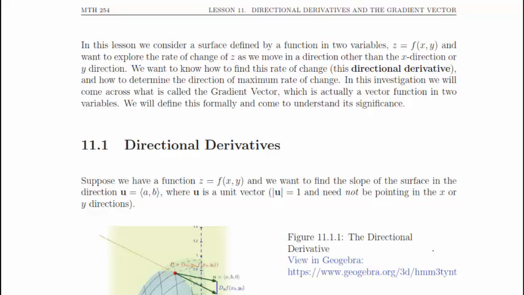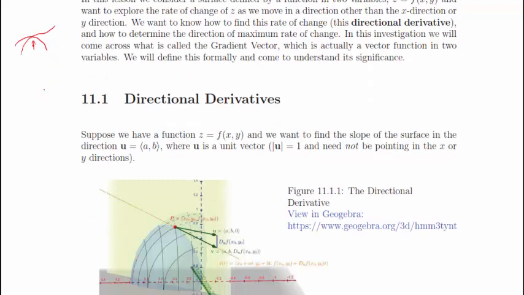Like I was saying in the introduction, if we have some surface, say this is the curve in the x direction, and this is a curve in the y direction on the surface. What if we want to find, at this point, the rate of change of z in this direction instead of in the x direction or y direction? So let's take a look.